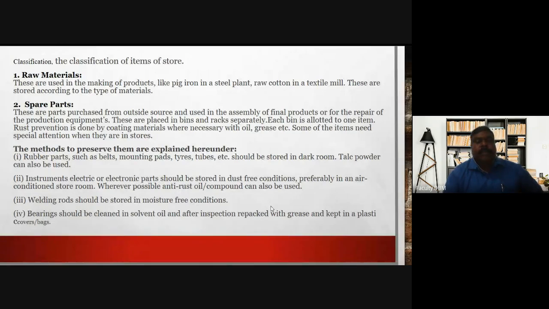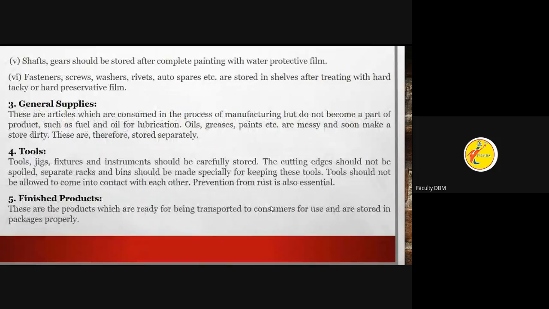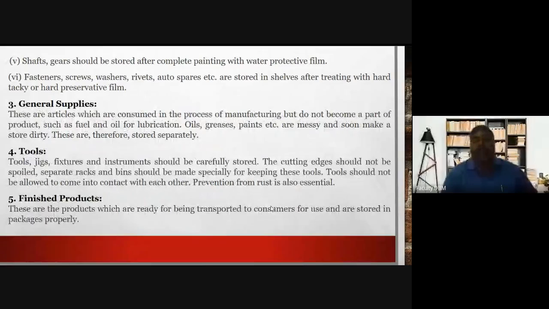So rubber items, electronic items, welding rods, bearings. And the third one is the general supplies, mostly consumed at the processing manufacturing. Directly product it might not be available, like fuel, oil, lubrication. So they are to be stored separately. And tools, they need to be stored separately, and finished goods, they should be wrapped and they should be made. So these are the five things.